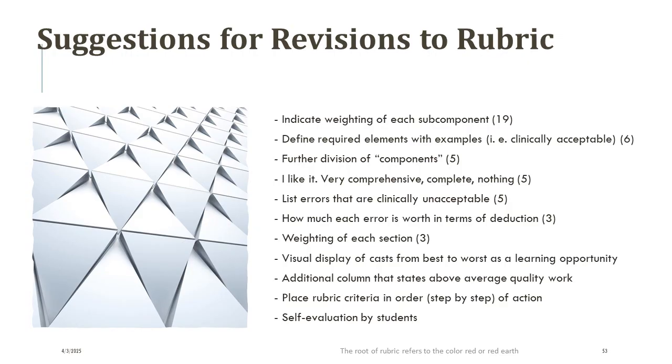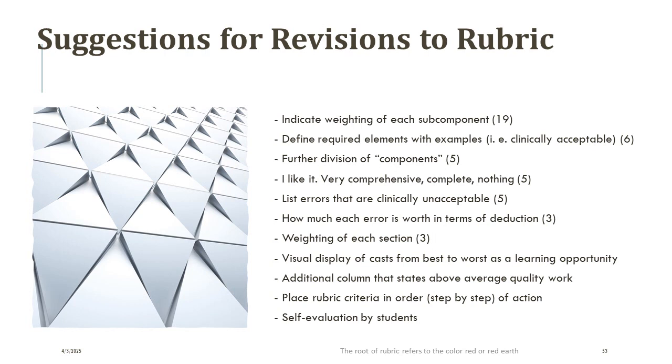Further division of the components. The suggestion is that we don't want to have a big component, but maybe for a big title we can have subcomponents. This will make it more objective. I like it. Very comprehensive, complete. List errors that are clinically unacceptable for yourself, because this will make it very easy to put the other criterion.